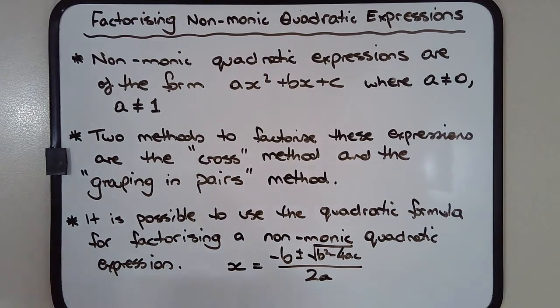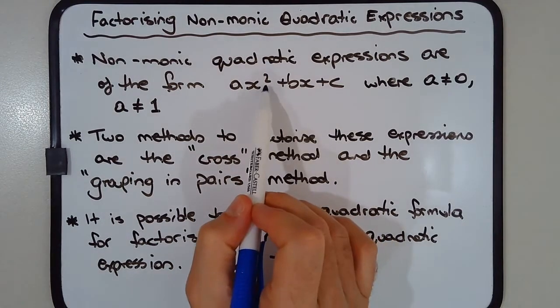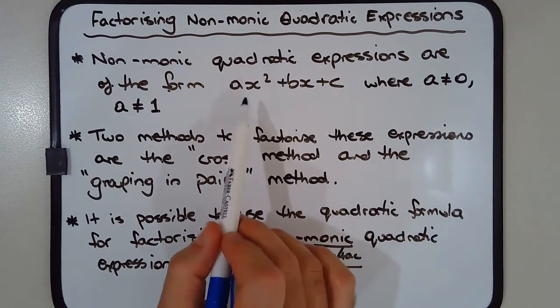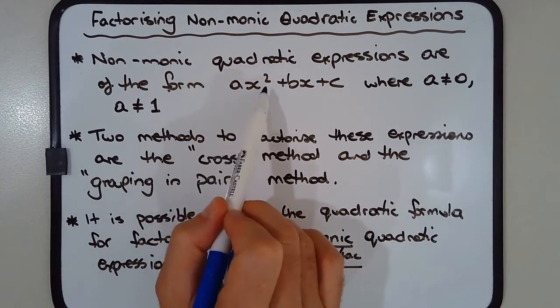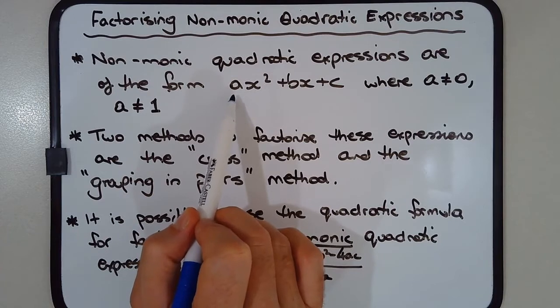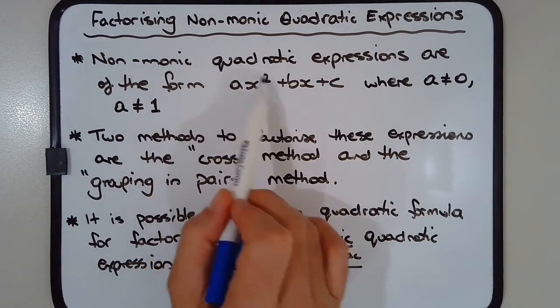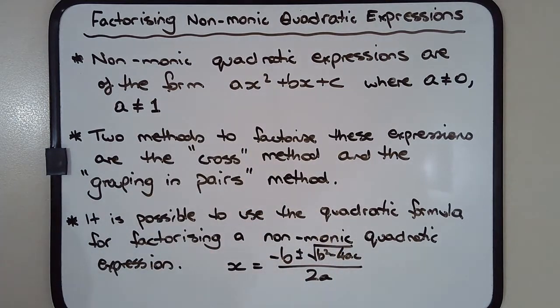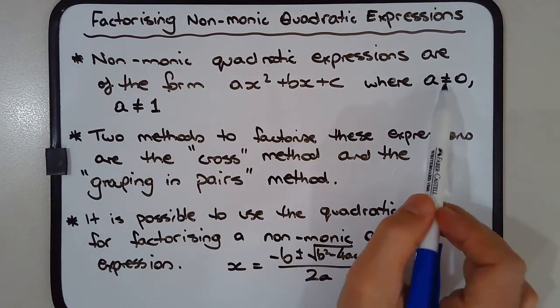Still quadratic because the highest power of the variable in question is 2. And it's non-monic because the coefficient of x squared is something other than 1. In other words, it's not exactly one of these x squareds. It could be 2, 3, 5, could be 0.1, could be anything, right? It's not 1. But it obviously can't be 0 either.